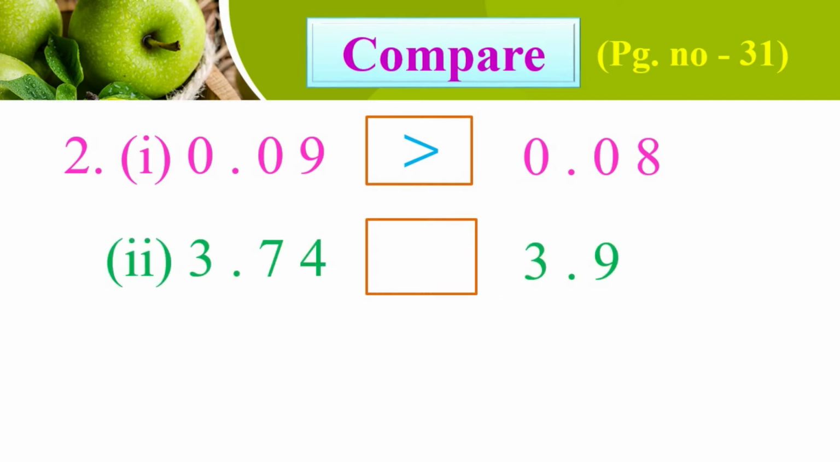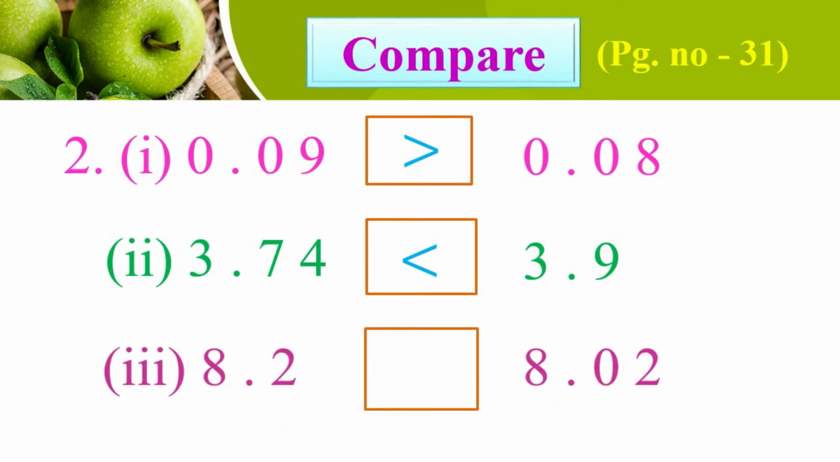Second question: 3.74 compared with 3.9. First consider the whole number part, 3, same. Then consider the decimal number part. Here 7, that side 9. So 9 is greater, so 3.9 is the greater number. Third question: 8.2 compared with 8.02. First consider the whole number part, 8, same number. Then consider the decimal number part. This side 2, that side 0. So here 8.2 is the greater number.